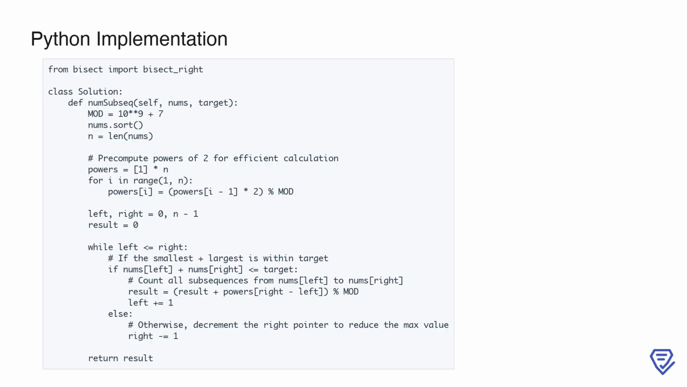5. Adjust pointers. If the condition is satisfied, left is incremented to consider the next smallest element. Otherwise, right is decremented to reduce the largest element and try to satisfy the condition. 6. Output the result. The loop continues until left surpasses right, ensuring all possible subsequences are evaluated. Finally, the result is returned modulo 10^9+7. This approach is efficient with a time complexity of O(n log n) due to sorting, and the two-pointer traversal is O(n). The use of modular arithmetic ensures the solution works for large input sizes without overflow.